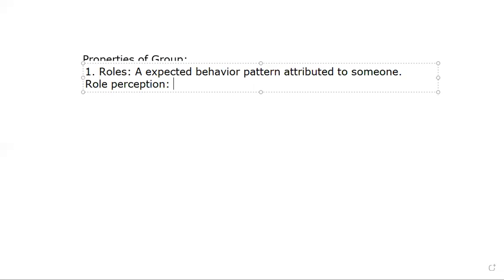Role perception is an individual's view of how he or she is supposed to act in a given situation. Role perception means an individual view of how he or she acts or is supposed to act in a given situation.